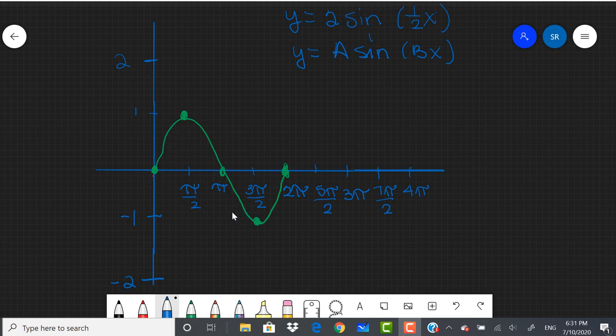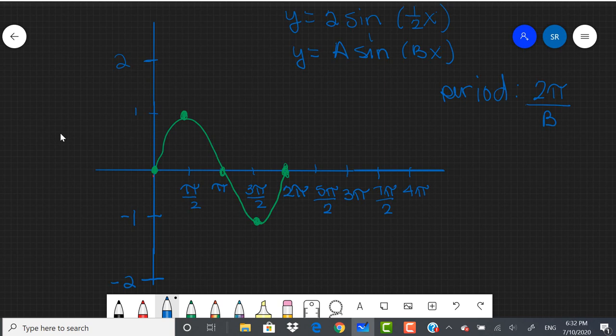A normal y equals sine x, something that doesn't have anything done to it, goes from 0 to 2 pi. That is considered one cycle or one period. So here our B represents how big or how long our cycle is. To determine our period, we need to use the equation 2 pi divided by B. And this will tell me the length of my cycle, or my period.